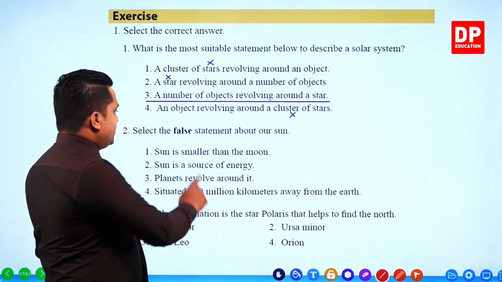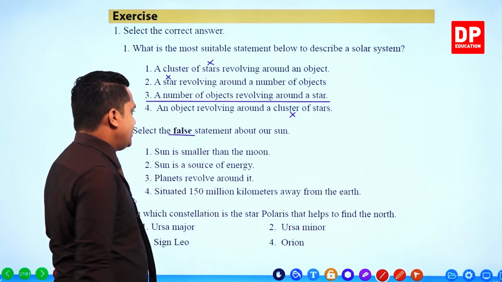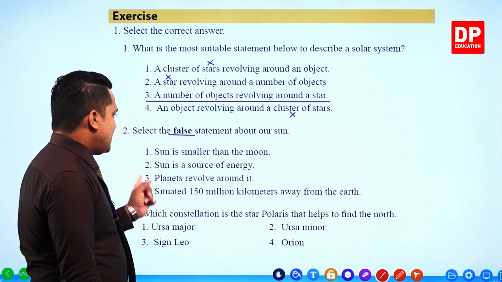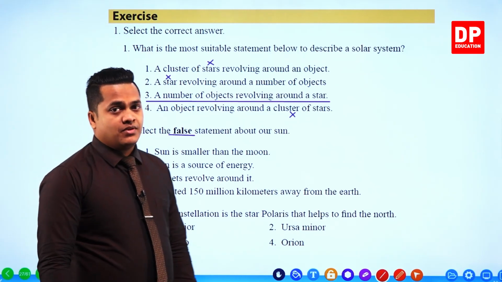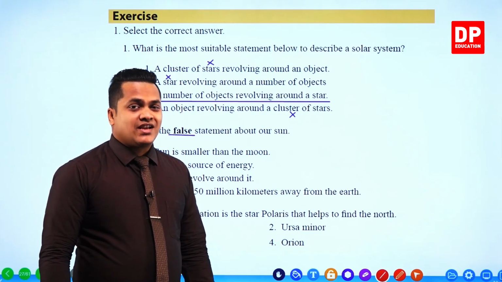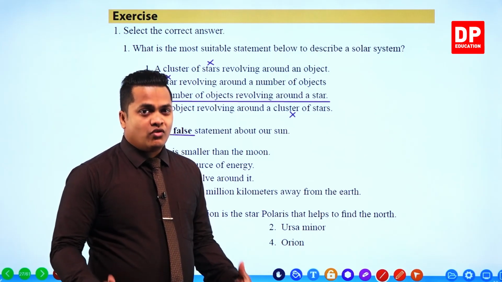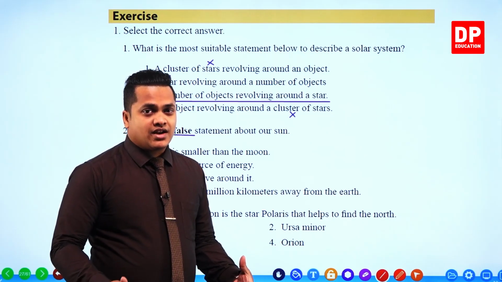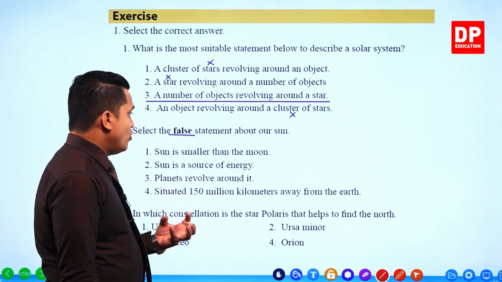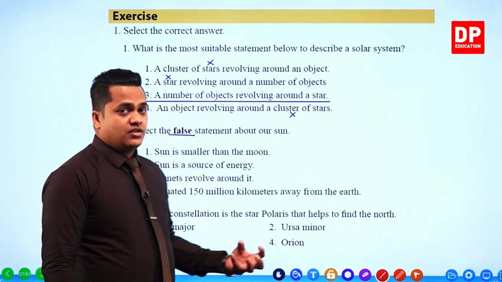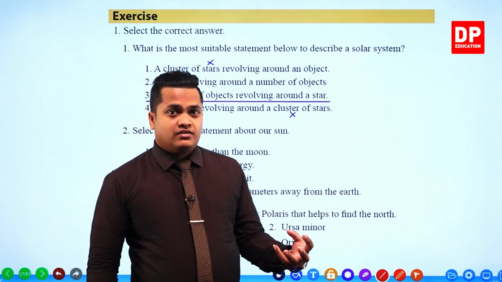False statement. So you have to select the false statement here. The false one: Sun is smaller than moon. My God, what a terrible mistake, right? It's actually not a mistake, that's the false one. A terrible false one. It is saying that the sun is smaller than the moon.